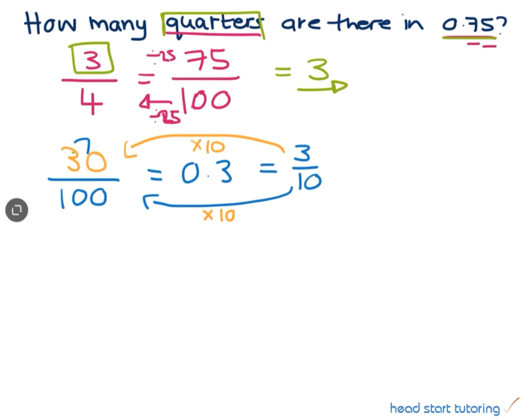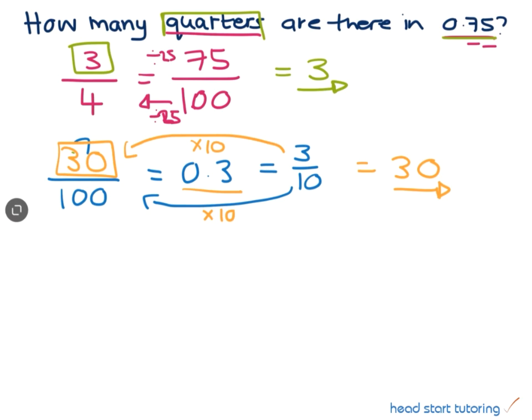So how many hundredths is equal to 3 tenths, or 0.3? 30 hundredths is equal to 0.3. So our answer is 30 hundredths.